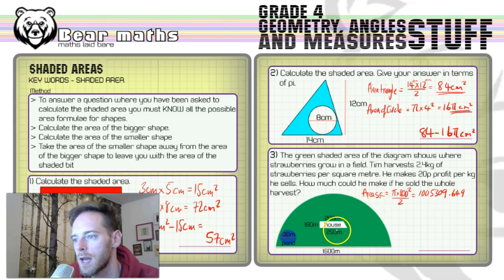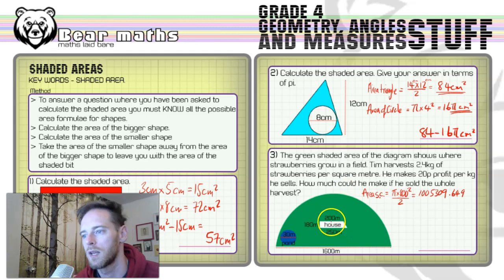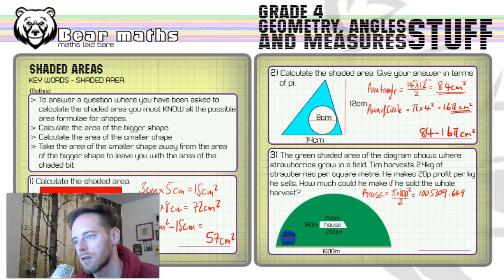Then I'm going to work out the area of the house, which looks like a trapezium. And these probably would be stated within the question. It's just I haven't written what the shapes are in there. But this house is a trapezium. So we work out the area of a trapezium by adding the parallel sides together, halving the answer, multiplying by the height.